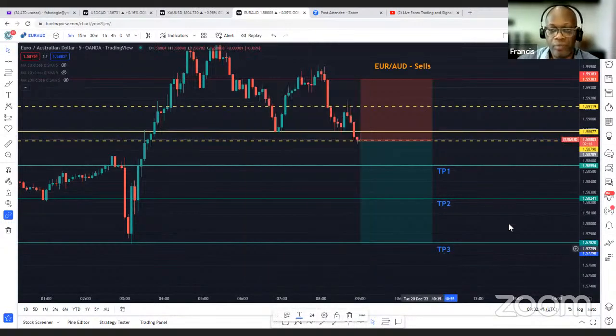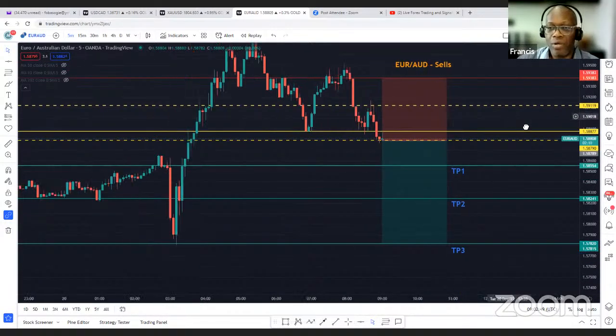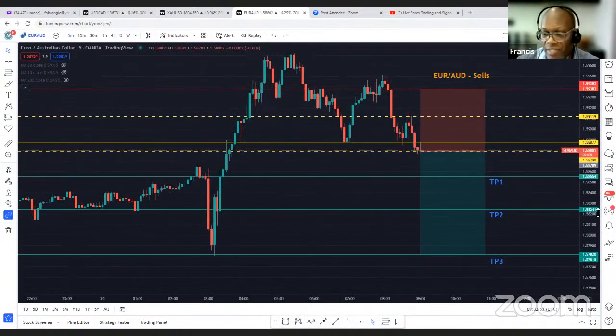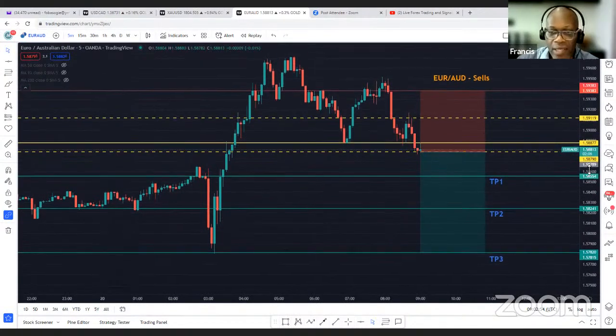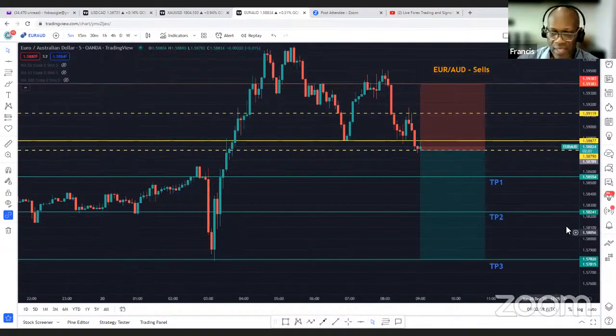Right here. So we're now waiting for, obviously we won't stay here all day. We've entered the trade. It's just to set your stop loss and take profit and let it play out.